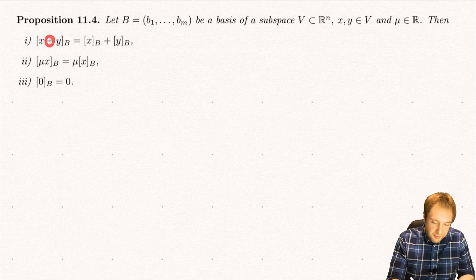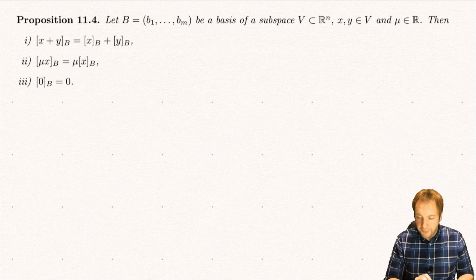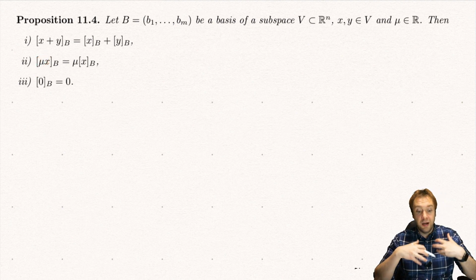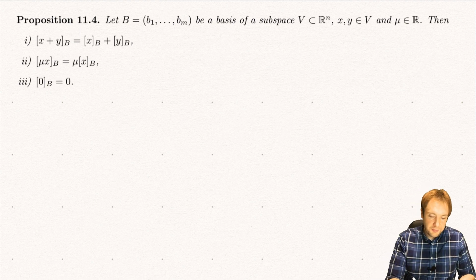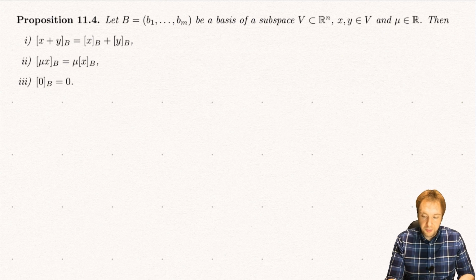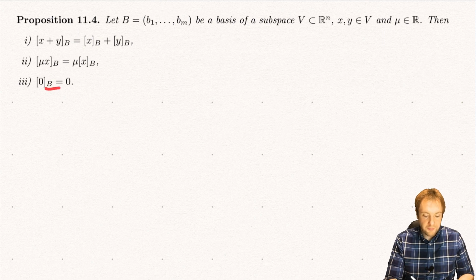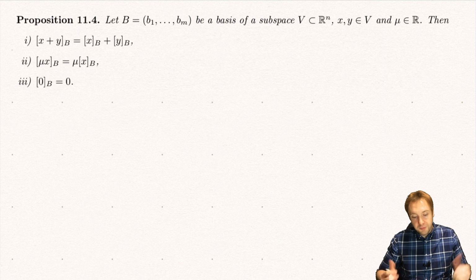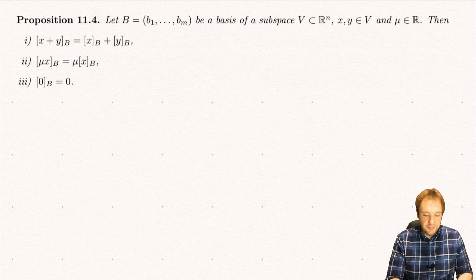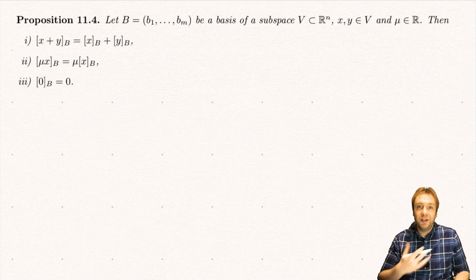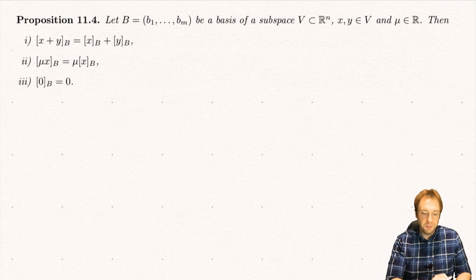So here this plus is in Rn and this plus here is in Rm. And also the statement here is that if I multiply with a scalar in Rn and then take the coordinate vector, this is the same as first taking the coordinate vector and then scaling in Rm. And also the statement here: the coordinate vector of the 0 vector. So remember, the subspace always contains the 0 vector, and the coordinate vector of this is always 0, which makes sense because if I write it in terms of the basis, it's 0 times b1 plus 0 times b2 and so on.